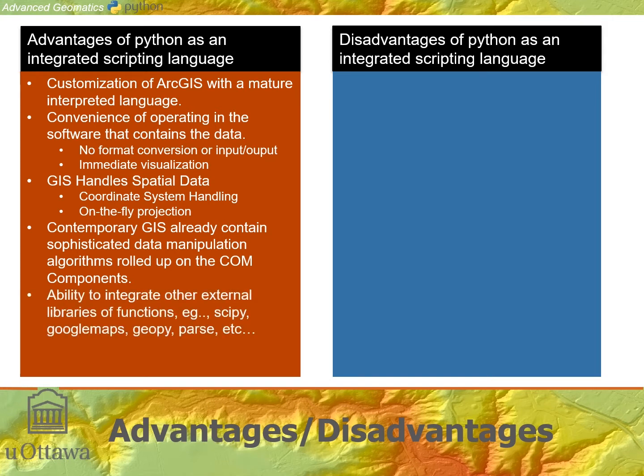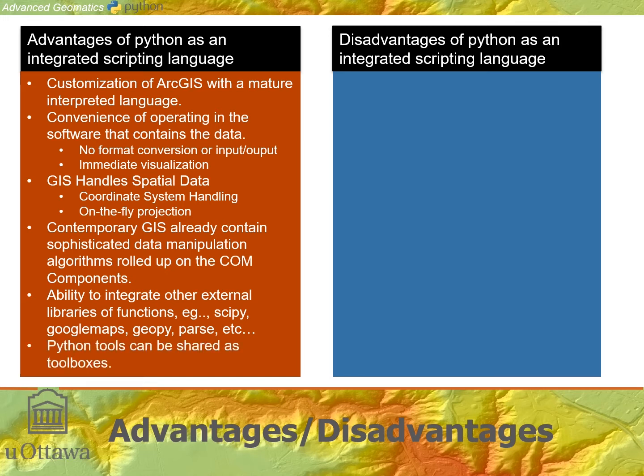And of course, one of the greatest advantages of Python as the integrated scripting language for ArcGIS Pro is the ability to integrate other external libraries: SciPy, Google Maps, GeoPy, Parse. Well, Parse doesn't actually exist anymore. That was a Facebook backend database, but no longer. Firebase is an equivalent example. WalkScore, anything. So any other library that you want to use with ArcGIS Pro, you can integrate the functionality, and new types of outputs or new types of analyses are possible.